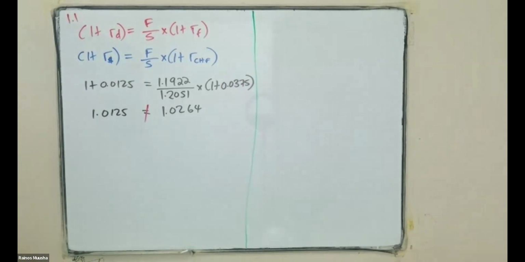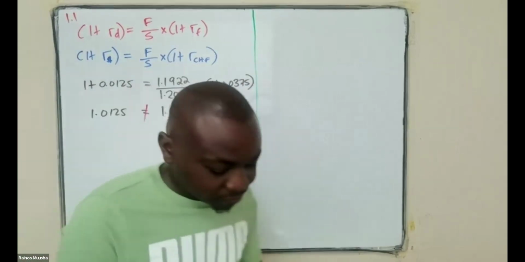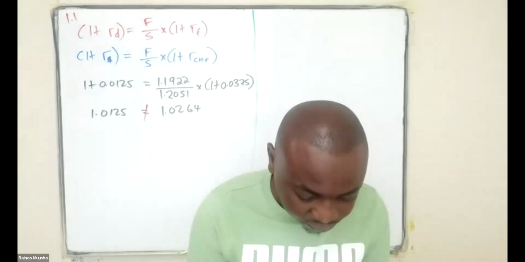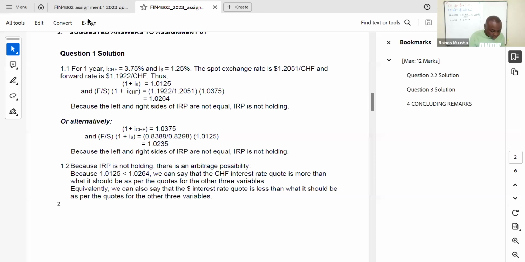We'll move on to question 1.2. For question 1.2, remember, if you check the way the lecturer also did the calculations, you will see that the lecturer says it's either you do this method or you do the indirect method as well, to check to see if interest rate parity is holding.